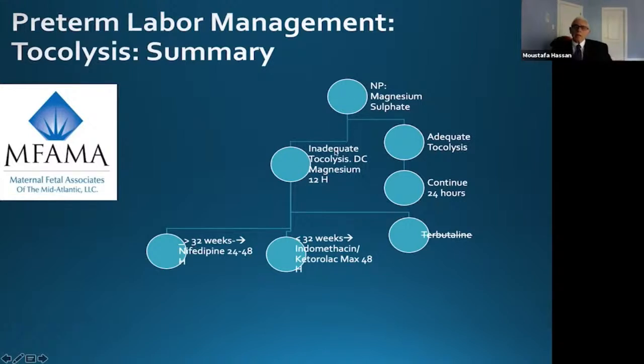Now, magnesium sulfate helps with neuroprotection, but does not help to stop the contractions or treat the preterm contractions. Okay, you stop it after 12 hours, and then if it is less than 32 weeks, you give indomethacin, it's very important. At 32 weeks or greater, you give nifedipine. I hope this is helpful. And as I said, I have my slides available for you. If you want, just email.